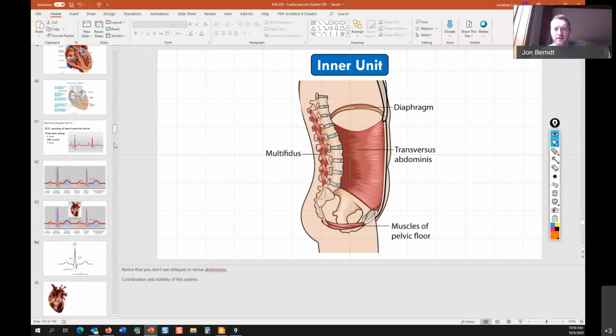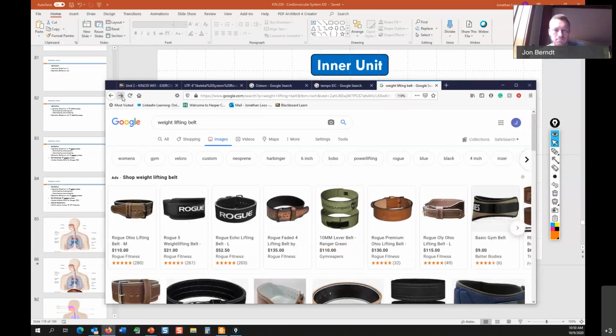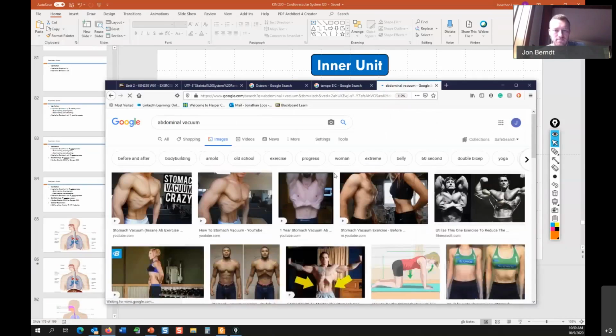I guess, for the inner unit of the core, what would be some exercises that can increase the muscle mass, or to work out the inner core? Can you, well, I'm sorry, what was the last thing you said? What would be exercises that would work out the inner core?